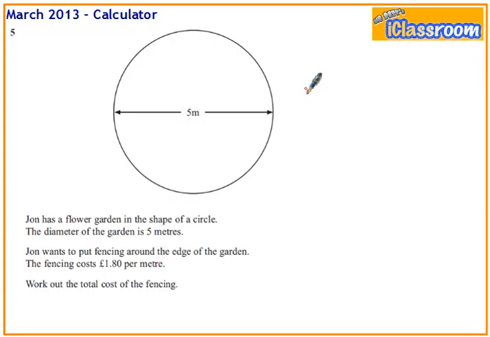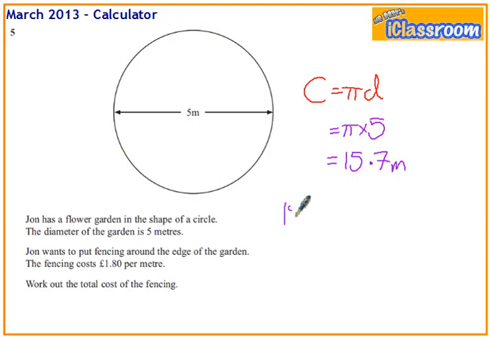Well, in order to do that, I need to know that the circumference of a circle can be found by multiplying pi by d. The circumference of a circle is pi times d. So we know here that our d, the diameter, is 5. If I multiply pi by 5, I get 15.7, rounded roughly. So that's 15.7 meters around the edge of his flower garden.